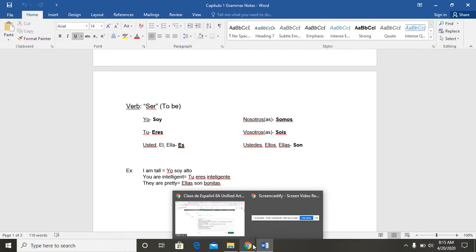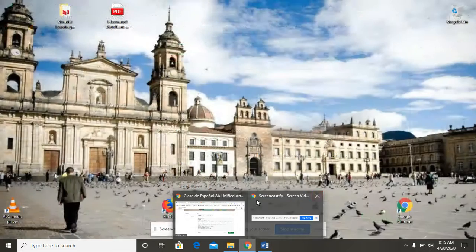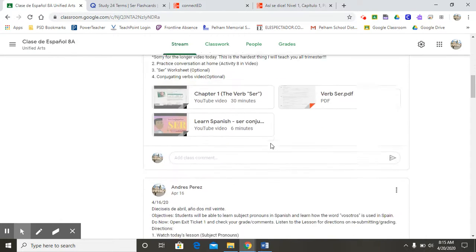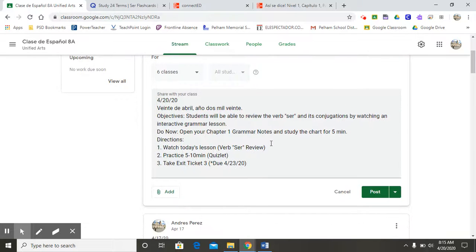And what that will do is it'll help you go through the lesson a lot easier, because then as I go through it, you'll be able to compare with the chart, okay? So I want you to watch today's lesson. Today's lesson should be a lot shorter. I apologize for the longer videos lately. I've been trying to make sure you guys are understanding this well.